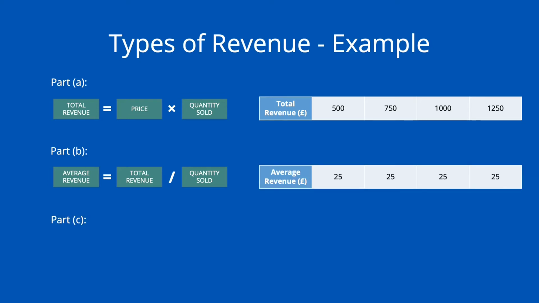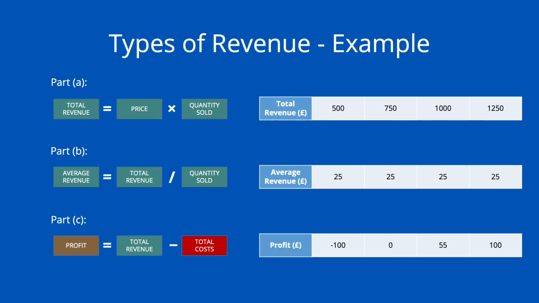Finally, Part C asked us to work out the firm's profits at each level of output. Profit is total revenue minus total costs, so we can use our answers from Part A and the total cost data from the previous slide to get the following answers. So the pizza firm makes a loss producing 20 pizzas, breaks even at 30 pizzas, and makes profit after that.